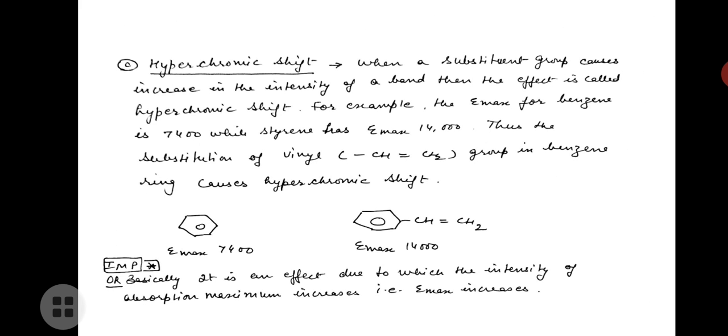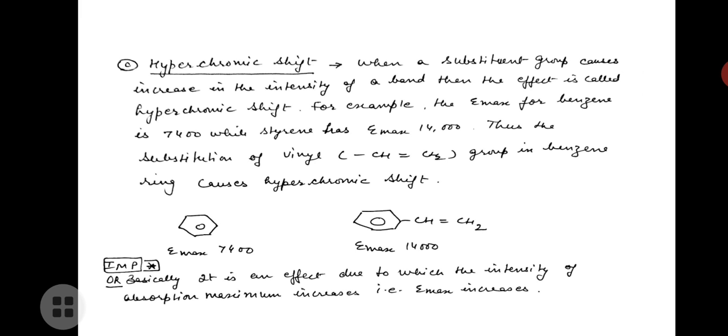Now next is third type of shift, that is hyperchromic shift. When a substituent group causes increase in the intensity of band, then the effect is called hyperchromic shift. For example, the Emax for benzene is 7400 while styrene has Emax 14,000. Thus the substitution of vinyl group in benzene ring causes hyperchromic shift. Or basically it is an effect due to which the intensity of absorption maximum increases, that is Emax increases.